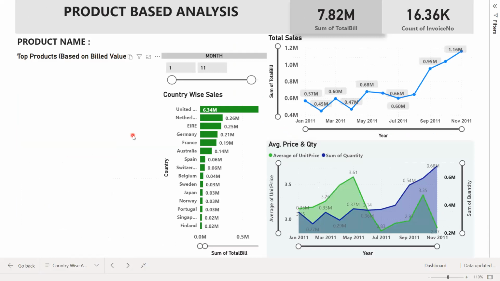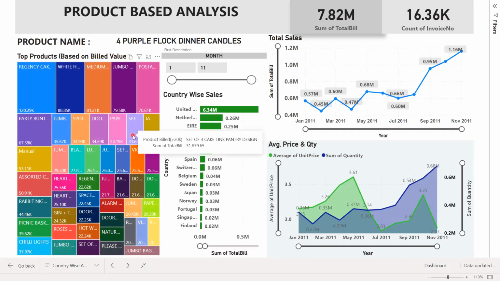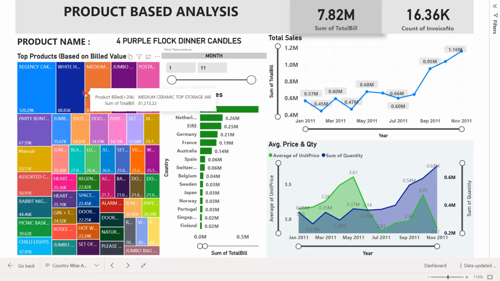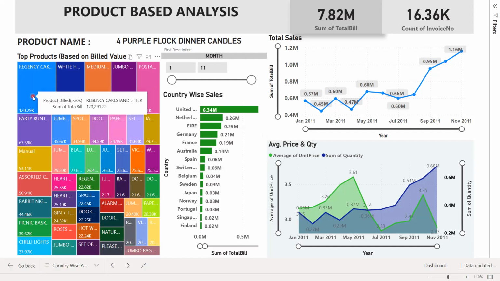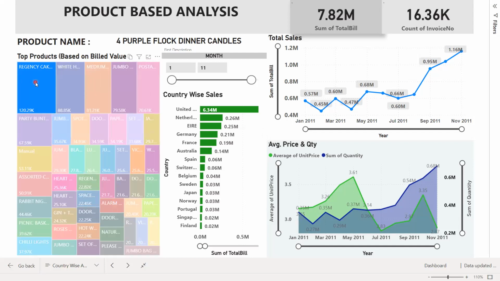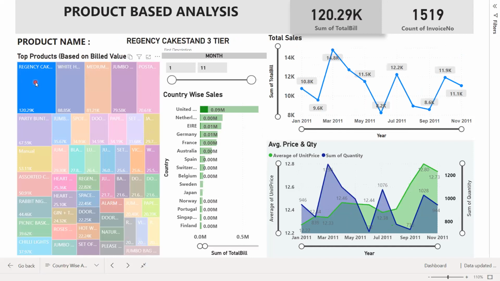Here we try to understand how a product plays a crucial role in our system. This will also help us to retain inventory balances and find out the dead stocks. Based on the billings, we try to find out the items which are sold the most. In our case, the product called Regency Cake Stand. If we look at the trend, we find that this is the most sold item in our case.